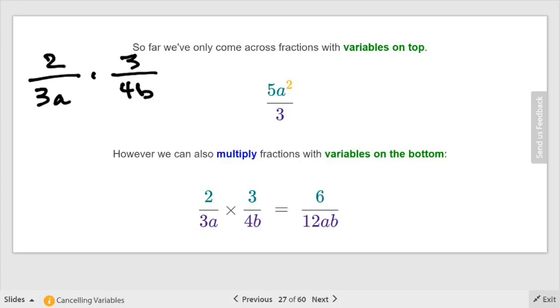So the first factor in the top is a 2. Now 2 and 3a don't have anything in common, do they? But 2 and 4 do. They'll both divide by 2. 2 divided by itself makes a 1. 4 divided by 2 leaves a 2. And notice that I needed to write the 1 up there because I didn't have anything else left, right? Go to the next factor in the top.